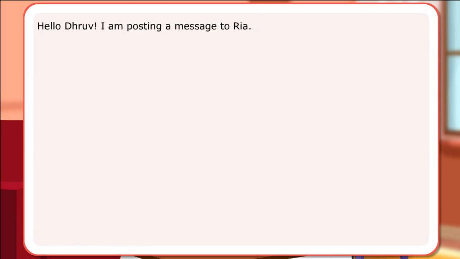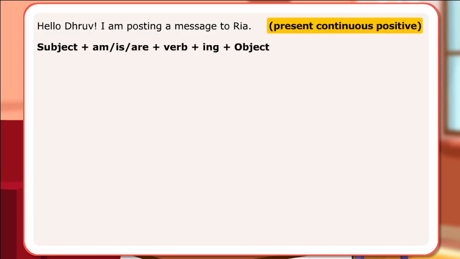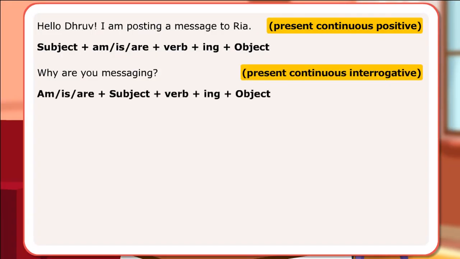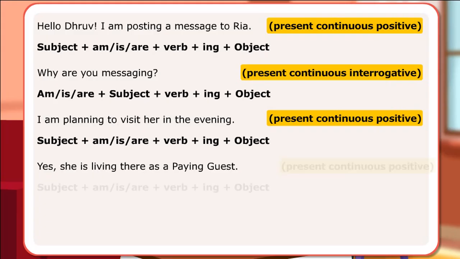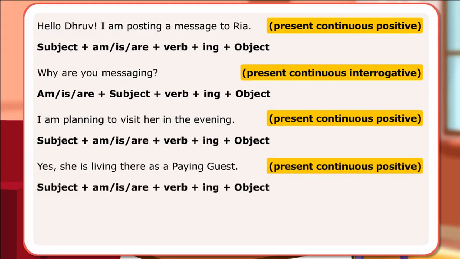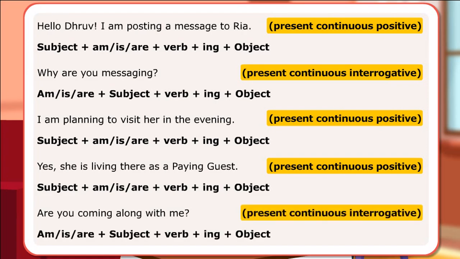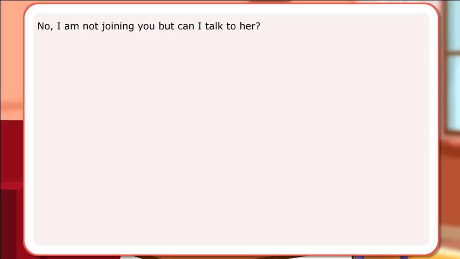Hello Dhruv, I'm posting a message to Ria. Present continuous positive. Why are you messaging? Present continuous interrogative. I'm planning to visit her in the evening. Present continuous positive. Yes, she's living there as a paying guest. Present continuous positive. Are you coming along with me? Present continuous interrogative.